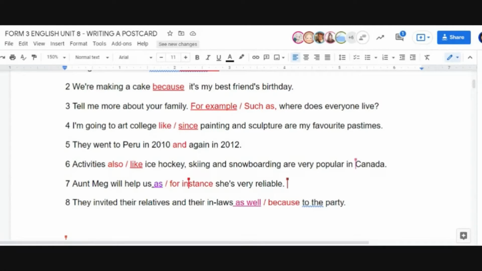Activities like or activities such as ice hockey, skiing, and snowboarding are very popular in Canada. Okay, so can you see the difference between number 6 and number 3? You notice these two differences here? Okay, number 7. Aunt Meg will help us as she's very reliable. Everybody agree? Any questions so far for these linking words and phrases? If no, then we will proceed to the next activity.